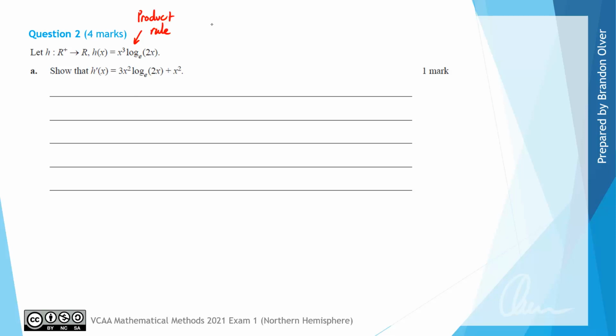To help apply the product rule, I'm going to let u be the first function that's multiplied. In this case, that would be x cubed. And v is going to be the second function that's multiplied, which is log e of 2x. Next, we need to calculate du dx, and that's going to be 3x squared.